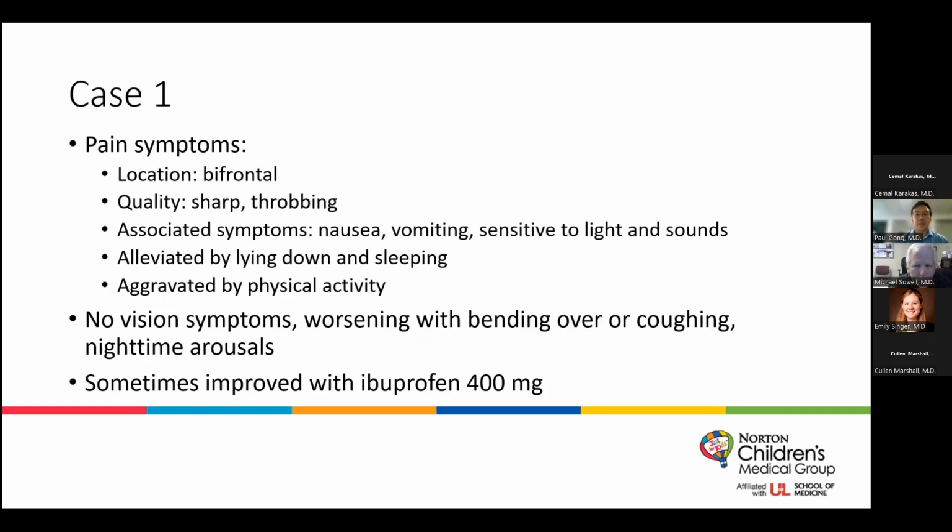They're now occurring once a week, 7 out of 10 pain, and each lasts around 3 to 4 hours. When you ask about the headache, he says that it hurts in the front, bifrontally. The quality is a sharp throbbing pain, and it is associated with nausea, vomiting, and sensitivity to light and sound. It does feel better by lying down, sleeping, and it is worsened by physical activity. No visual symptoms with headaches, no worsening with bending over or coughing, no nighttime arousals, and it does sometimes improve when mom gives him some ibuprofen at home.